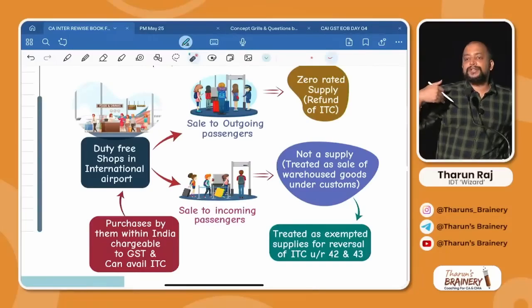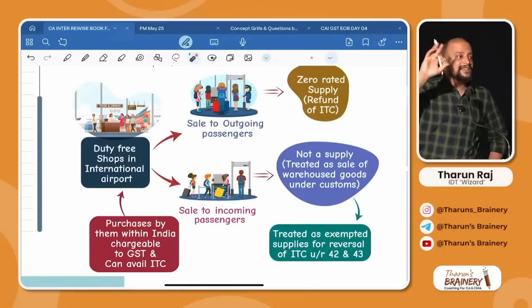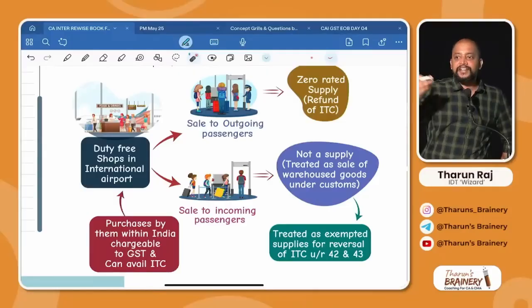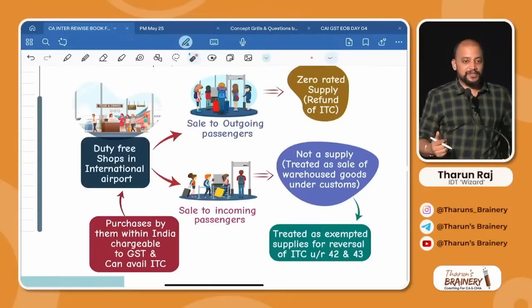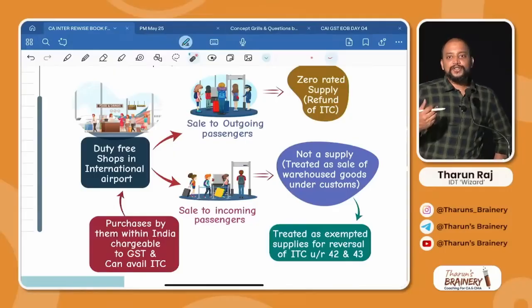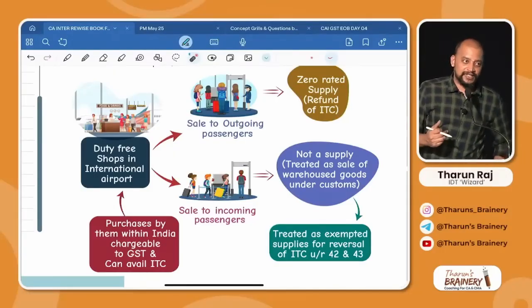Whereas incoming passengers, those who are coming to India, they will buy. Maybe they forgot to bring something as a gift. And when they are coming to meet people here, definitely they need to buy something, because people will be expecting that they are coming from abroad and will bring some gift, etc.